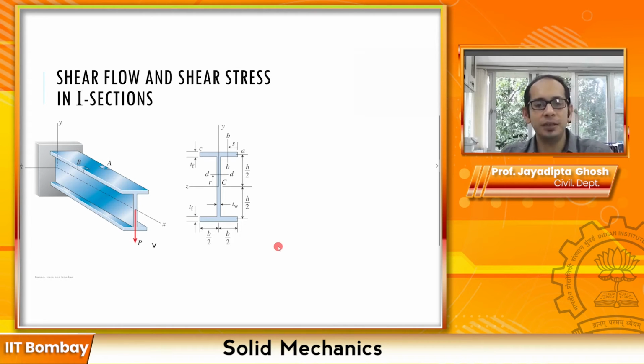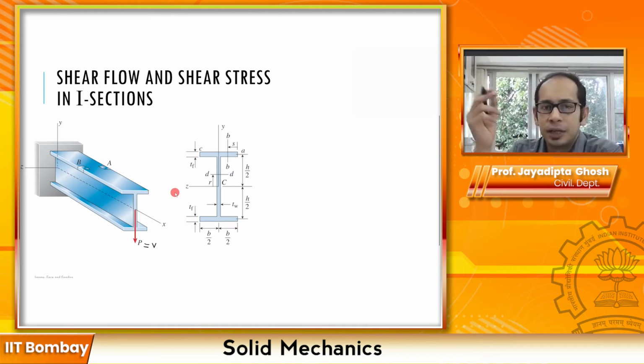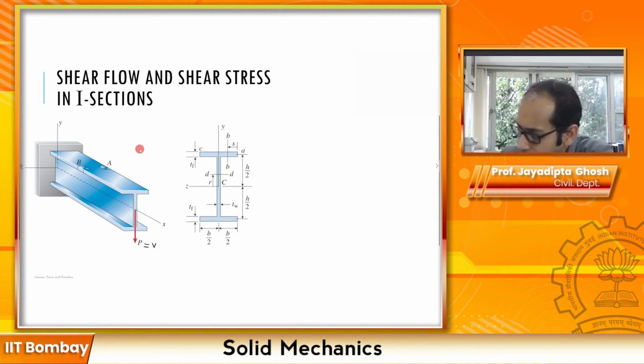We have seen that for this kind of I section, when it is applied to a shear force P, and let's say in this case P is equal to the V that you see over here, the flow of the shear happens parallel to the element side, like the flow of water. So if your V is acting vertically down, let me quickly mark it, it is going to happen something like this.